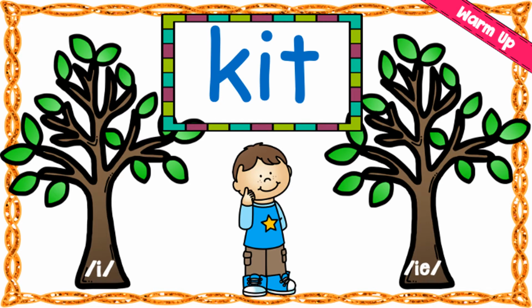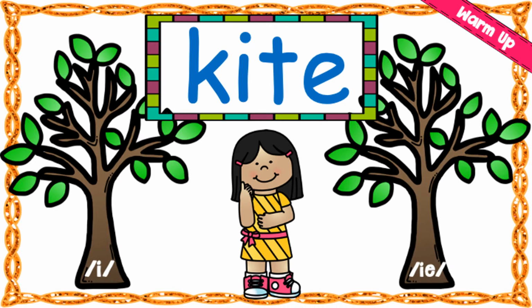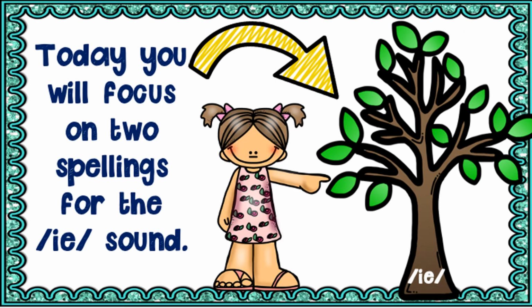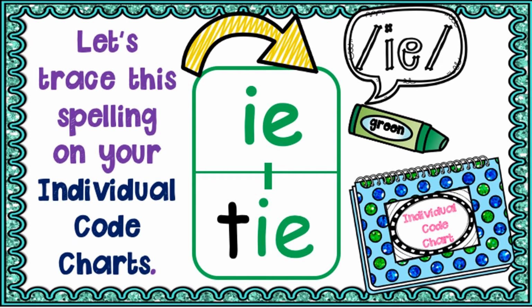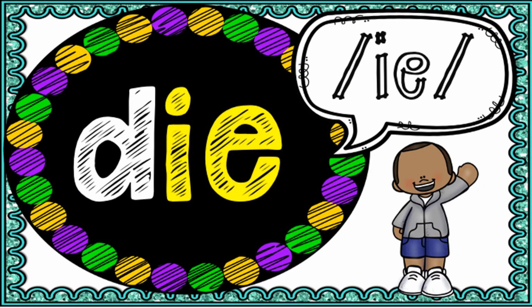Practice reading the words with me. Kit, short I. Change it to kite. This would be your long I spelling tree. Okay, today we're going to focus on two spellings for the I sound. We've got your IE, like in tie. And let's practice our IE, our I sound with IE.